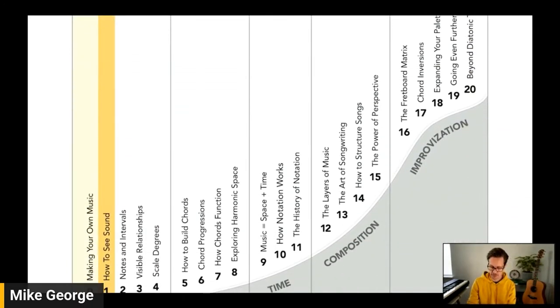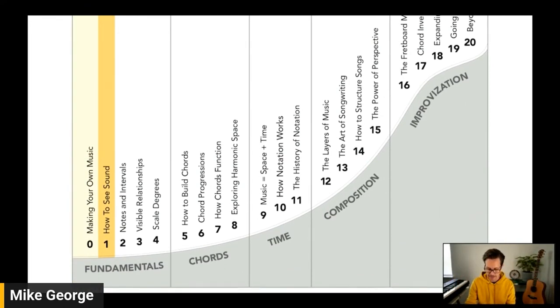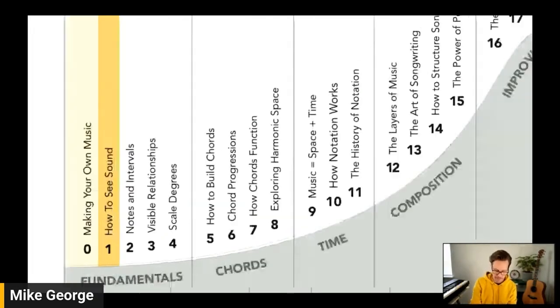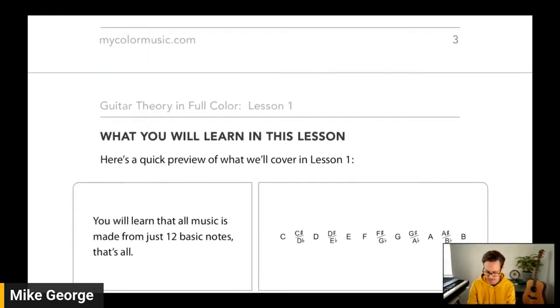You'll see as we go throughout the course that this visual table of contents is a guide to where we're at to get your bearings. It's like a "you are here" map. And where we are is lesson 1, how to see sound. We're in the fundamentals section of part 1.